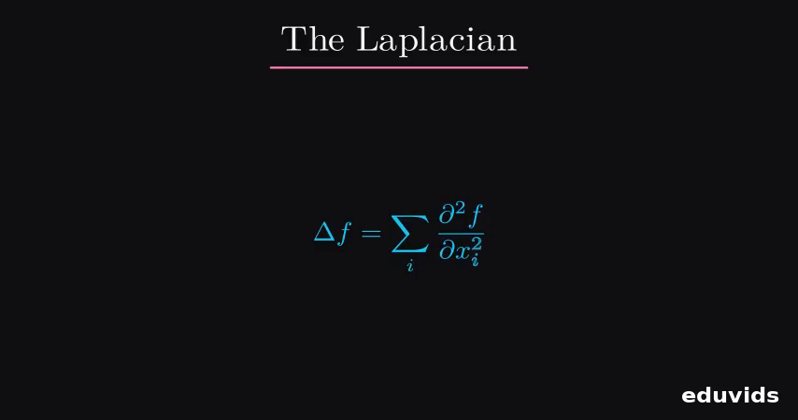Remember, the Laplacian is simply the sum of second spatial derivatives, telling you how fast the slope itself is changing. Whenever you meet diffusion, heat flow, or wave motion, look for this operator. It is the mathematical engine that turns curvature into acceleration.